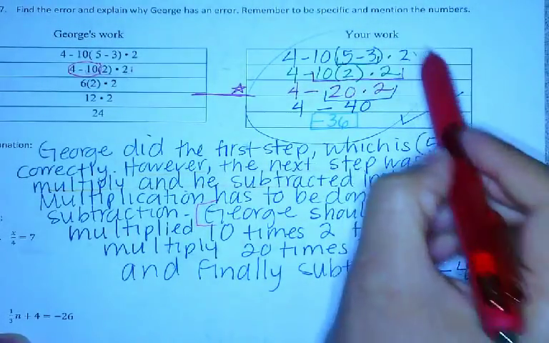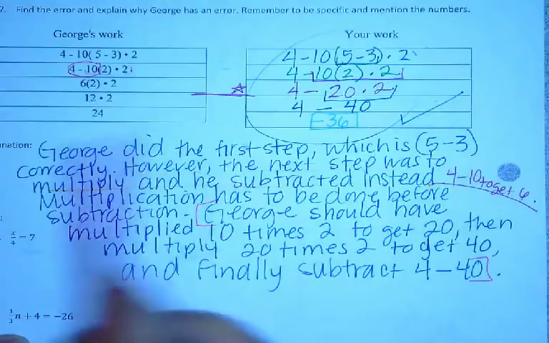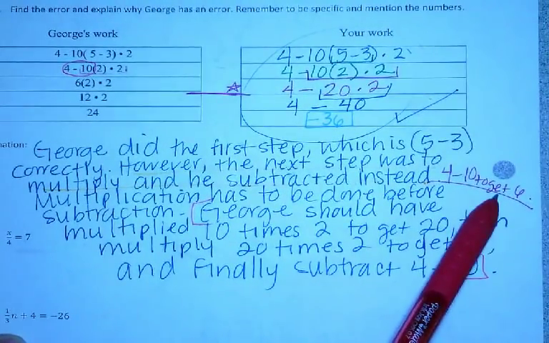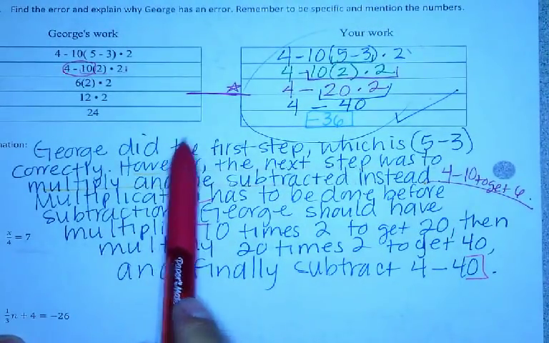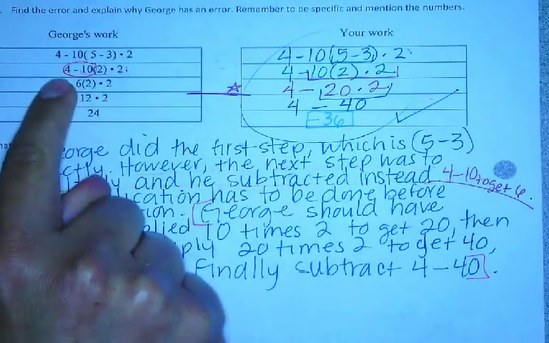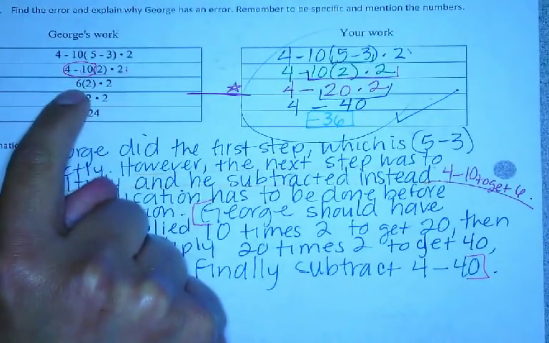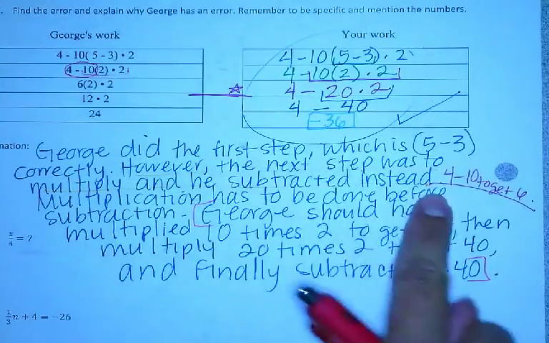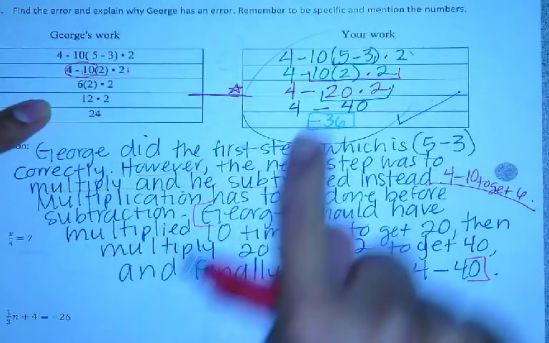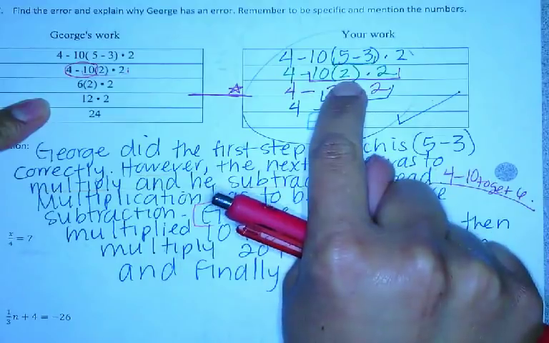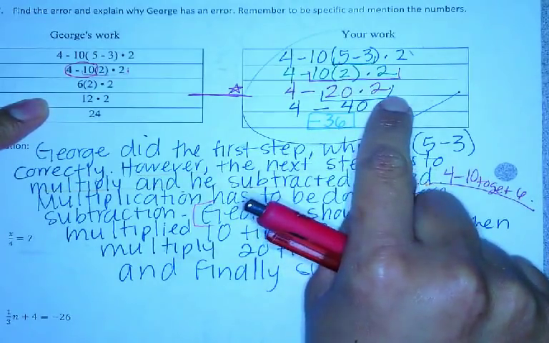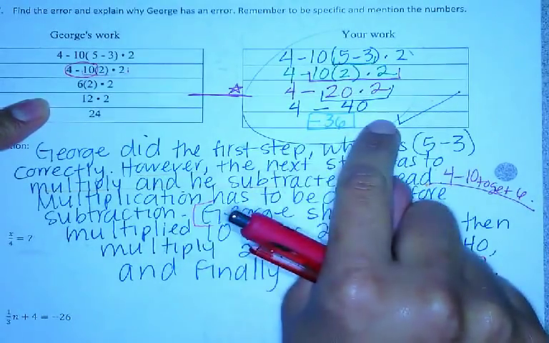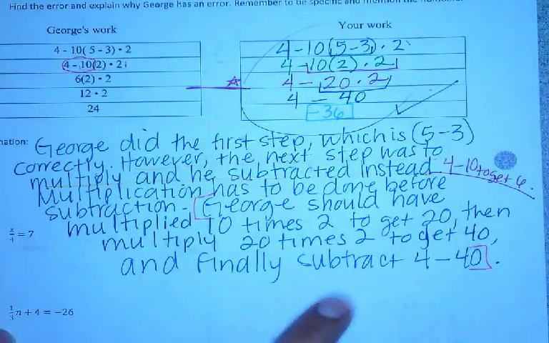Okay, so when you have an error analysis problem, make sure that you do your own work, and that you identify, and here I didn't do it so well the first time, but you identify the mistake. Second step, George subtracted 4 minus 10 and got 6, instead of multiplying first, and that's the mistake. And then I explained George should have multiplied 10 by 2, and then 20 times 2, and at the end subtract 4 minus 40 to get the correct answer. Okay?